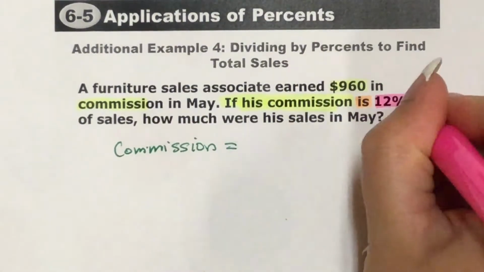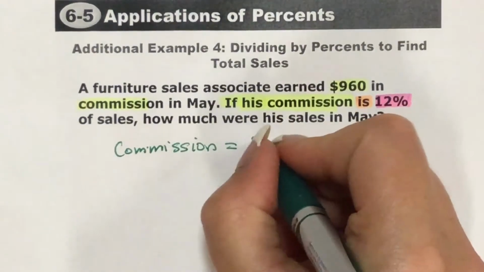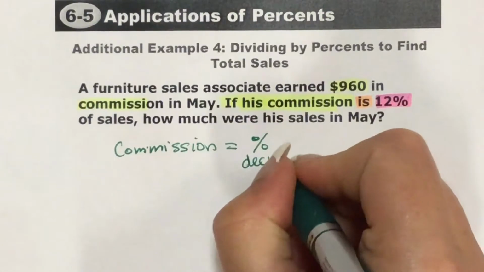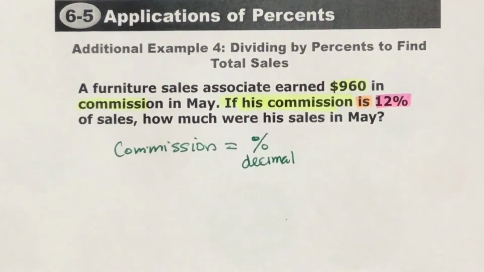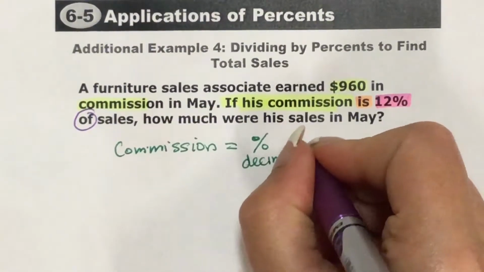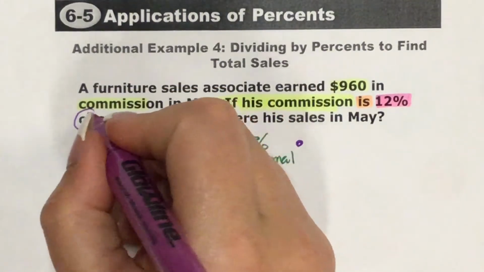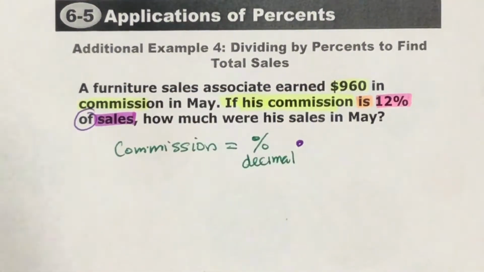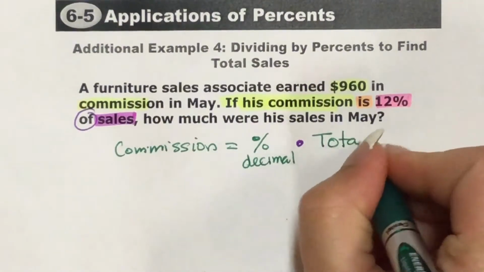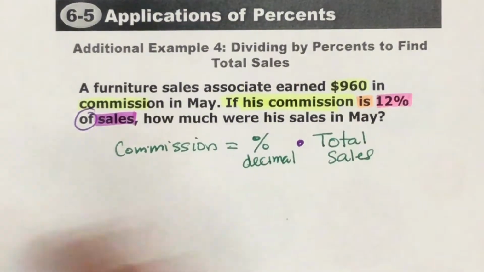12%, and this is going to be the percentage in the form of a decimal. Of means multiplication. Sales, which would be the total sales here, okay, of the total sales. How much were his sales in May? So this is the entire thing.